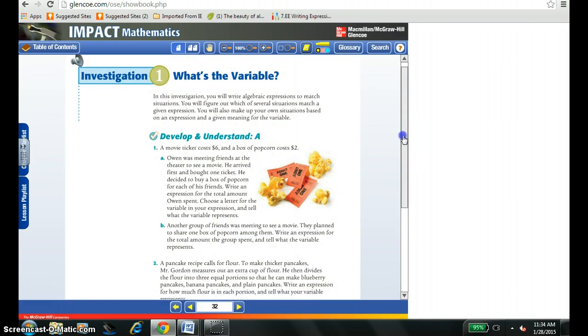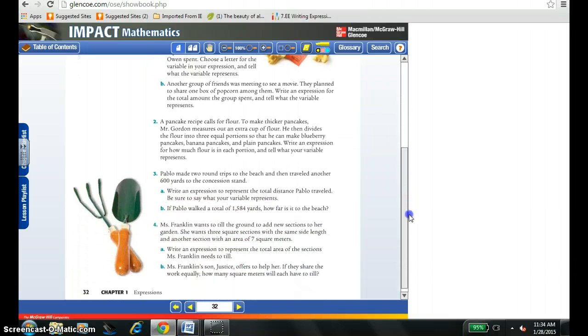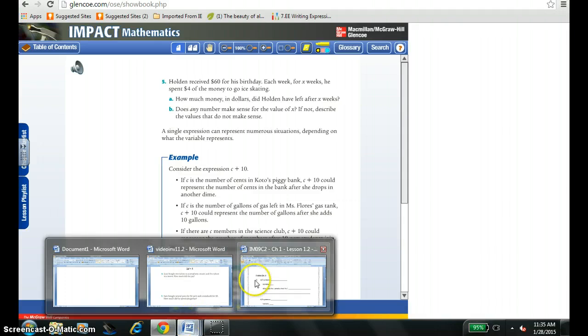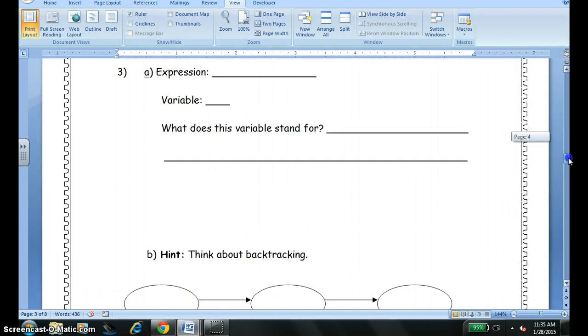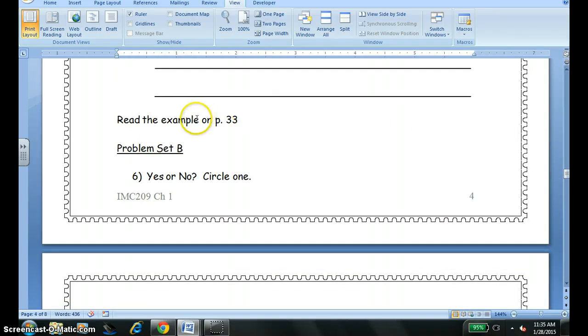Movie ticket, the pancake with Mr. Gordon, and Pablo. So the section that I'm going to give you a little bit of help on is this one, Develop and Understand B. Here's what it looks like in your packets. And let's start with this. Read the example on page 33.